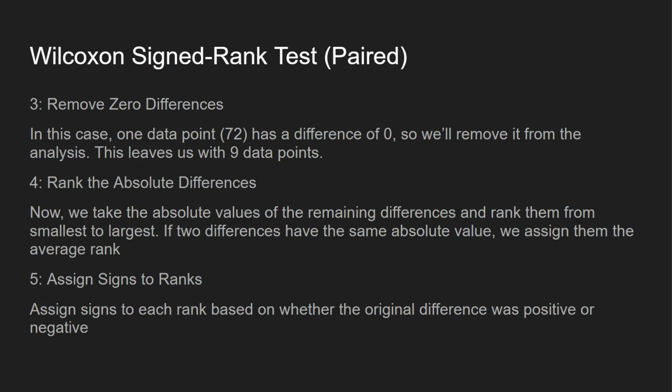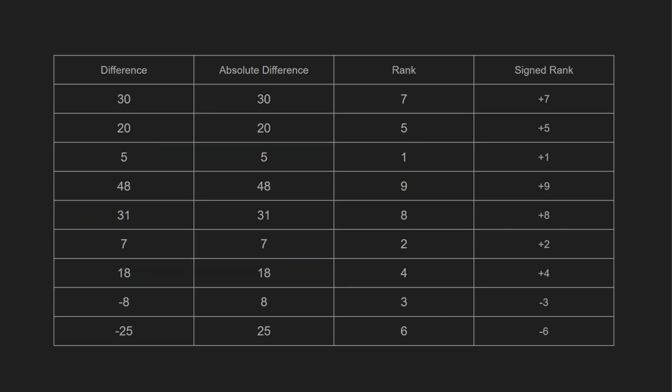So now we need to remove the zero differences. Well, the data point for 72 is gone now. And then we need to rank the absolute differences and assign the signs to the ranks. So here are all of our differences, with the zero removed, and we have the absolutes associated with them, which are the positive values. We rank them 1 through 9, and then we assign the signs to the ranks. The last two are going to be negative because there's a negative difference.